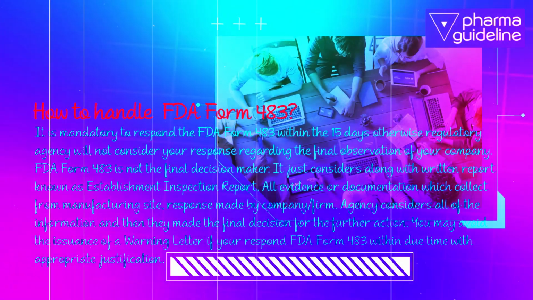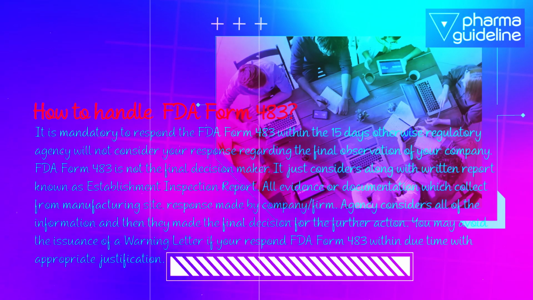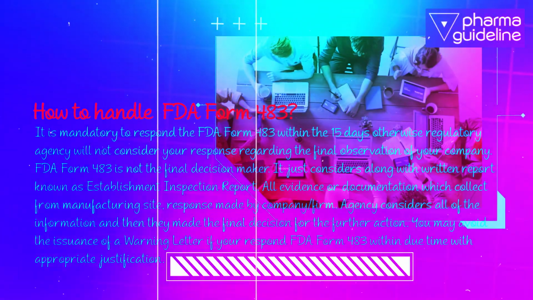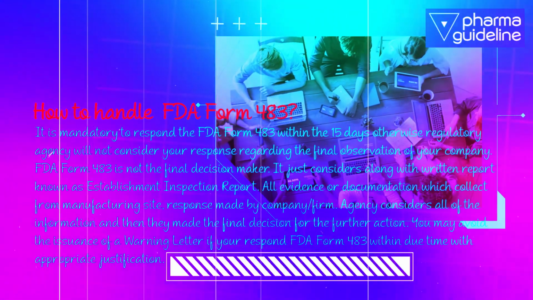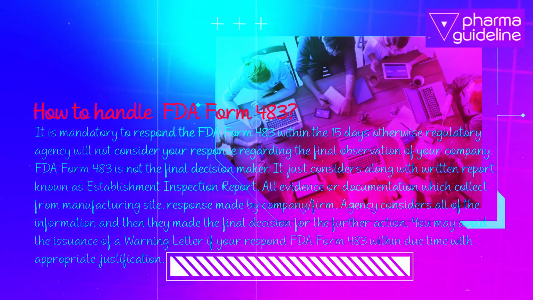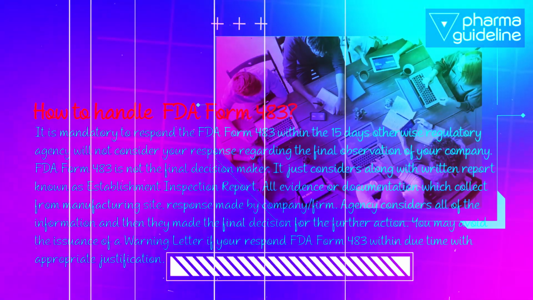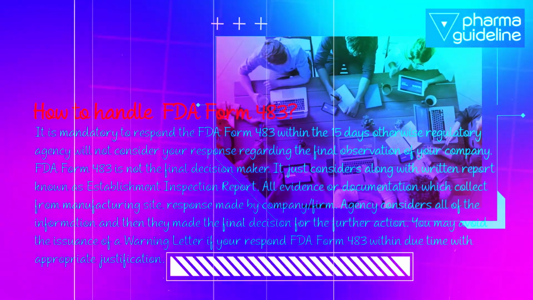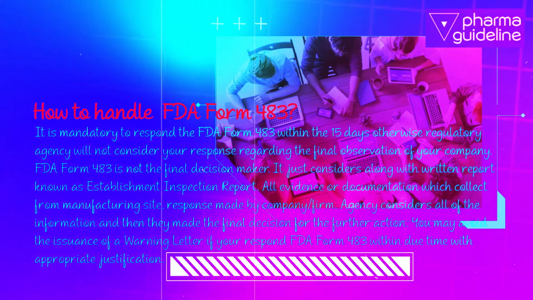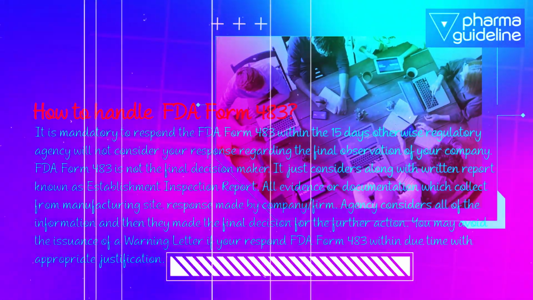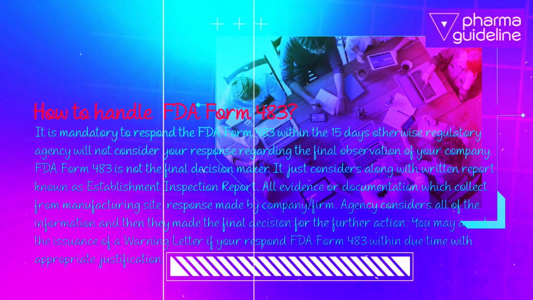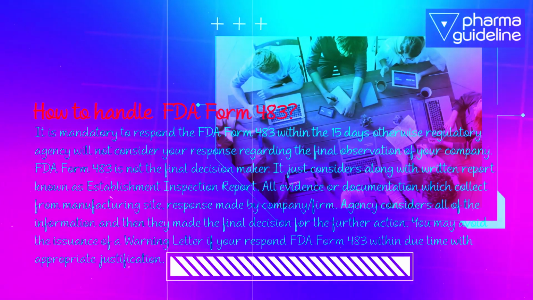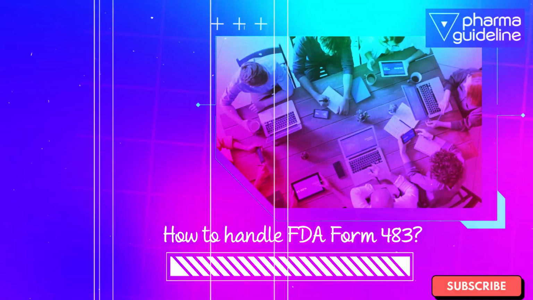FDA Form 483 is not the final decision maker. It is considered along with a written report, known as the Establishment Inspection Report, and all evidence or documentation collected from the manufacturing site, and the response made by the company. The agency considers all of the information, and then they make the final decision for further action. You may avoid the issuance of a warning letter if you respond to FDA Form 483 within due time, with appropriate justification. Hope you already know that.